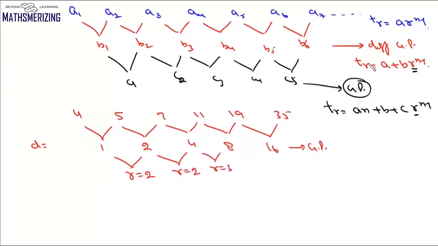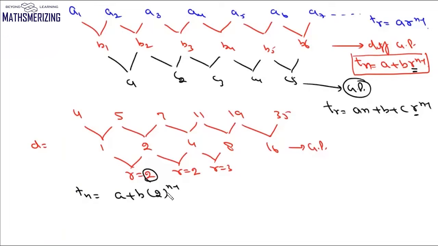Now if the difference is in GP, we know that its general term Tn is given by a plus b r to the power of n minus 1. So its general term Tn will be a plus b, and what is the value of r? R here is 2, so it will be 2 to the power of n minus 1.